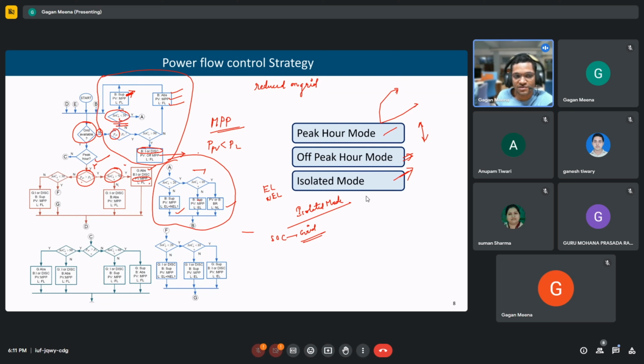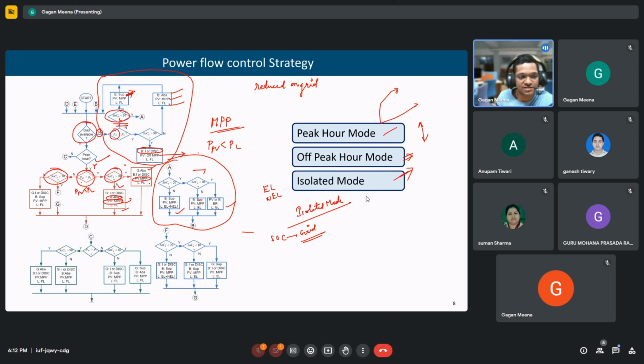If SOC is less than 90%, then the battery will absorb power, and no power will be drawn from or supplied to the grid. Whatever maximum power is being extracted from PV will be used to supply the load as well as charge the battery. But if generation of PV is less than the load, then we have to check the storage.